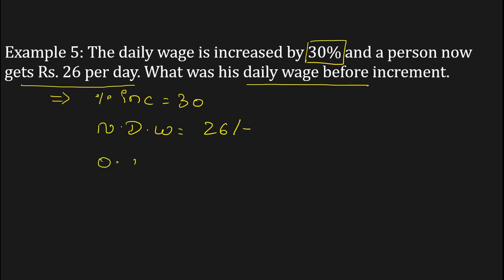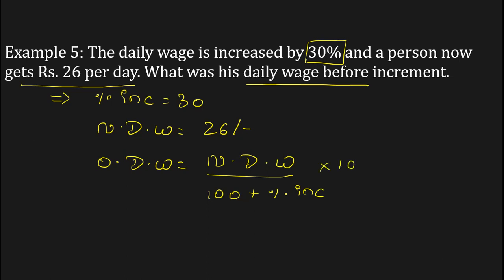That is, original daily wage is equal to, we have to find using the formula, new daily wage upon 100 plus the percent increased into 100. Now we know the values of new daily wage and percent increase. Substitute in the formula, we'll be getting 26 upon 100 plus percent increase, which is 30, into 100.